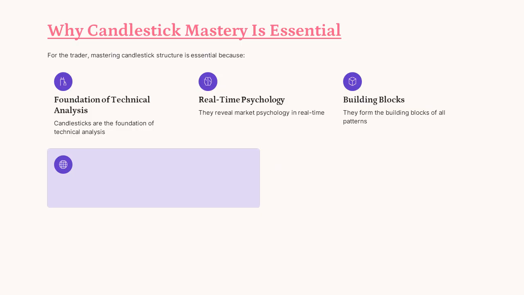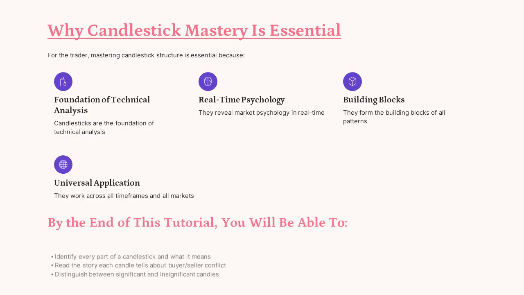Reason 4. Candlesticks work across all time frames. The same principles that apply to a 1-minute chart apply to a monthly chart. A hammer on a 5-minute chart shows the same psychology as a hammer on a weekly chart. The time frame changes the significance. Higher time frames are more reliable, but the meaning doesn't change. This consistency means you can use candlestick analysis whether you're a scalper, a day trader, a swing trader, or a position trader.